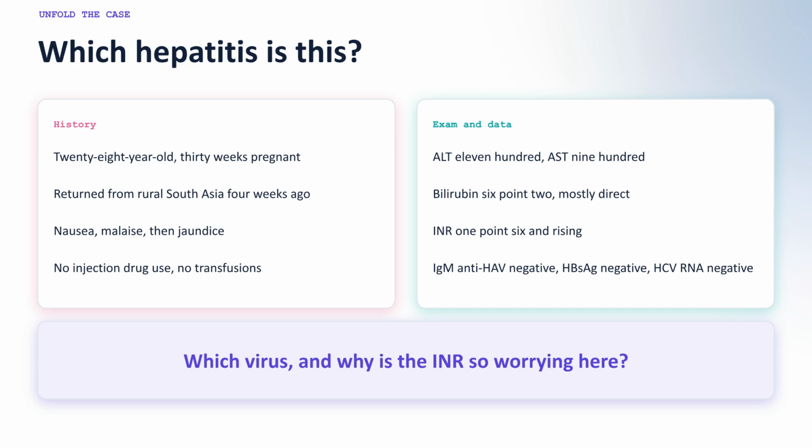Last case. A 28-year-old woman 30 weeks pregnant returned from rural South Asia 4 weeks ago. She has nausea, malaise, and now jaundice. Her alanine aminotransferase is 1100, bilirubin 6.2, mostly direct, and her international normalized ratio is 1.6 and rising. The hepatitis A immunoglobulin M is negative, the hepatitis B surface antigen is negative, and the hepatitis C RNA is negative. So which virus is this? And why should that rising clotting time frighten you?